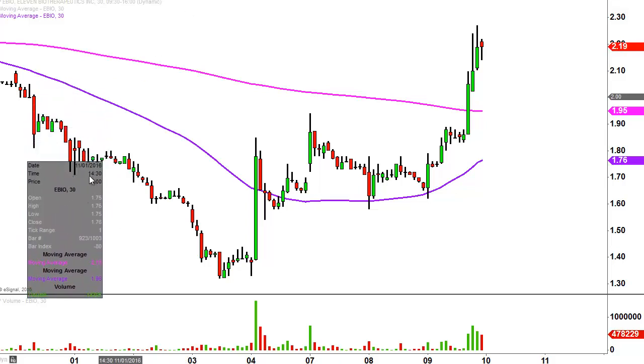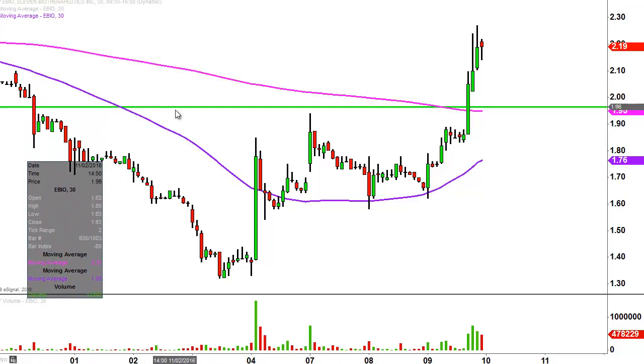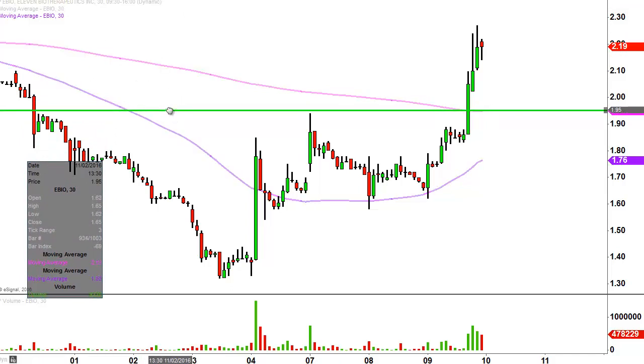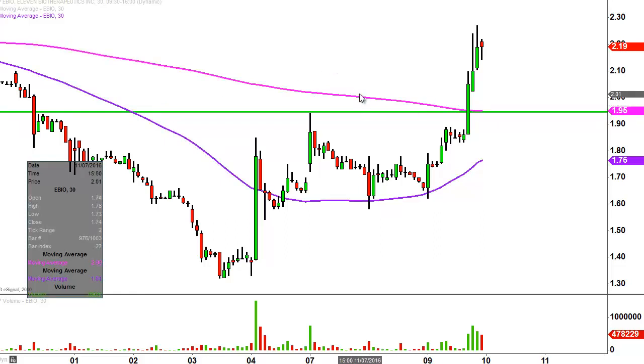So let's map out some levels of support. First level of support, and first area I should say, is right here at approximately the $1.95 mark. That was a previous breakout point, and that's just a foundational rule in charting: when levels of resistance are broken and closed above, you want to see them ideally act as support.